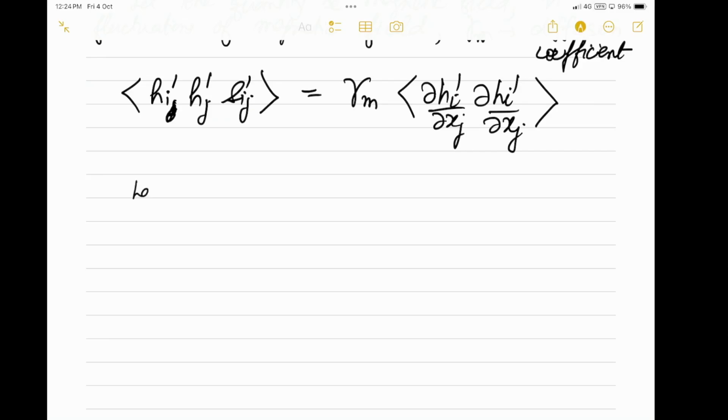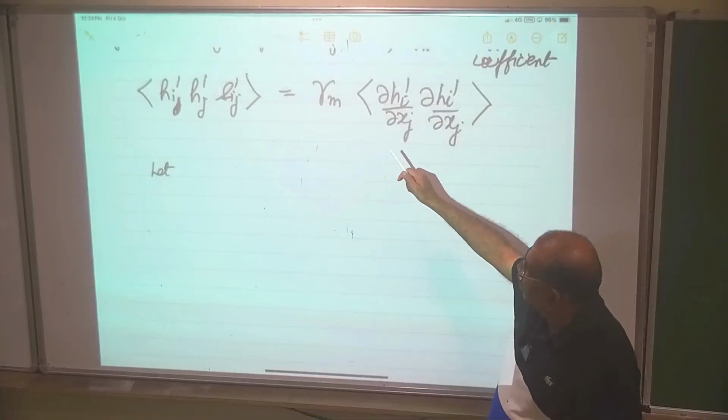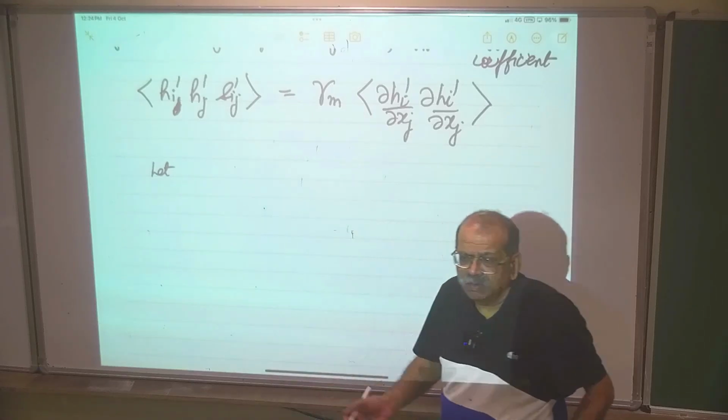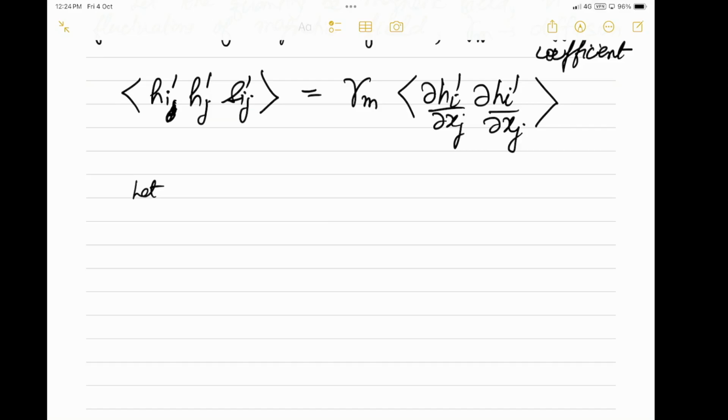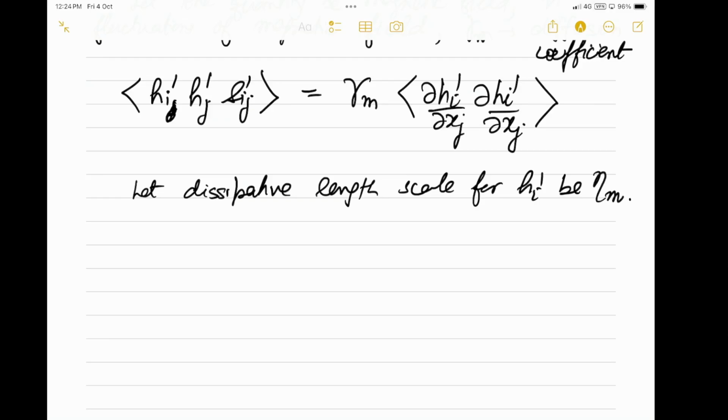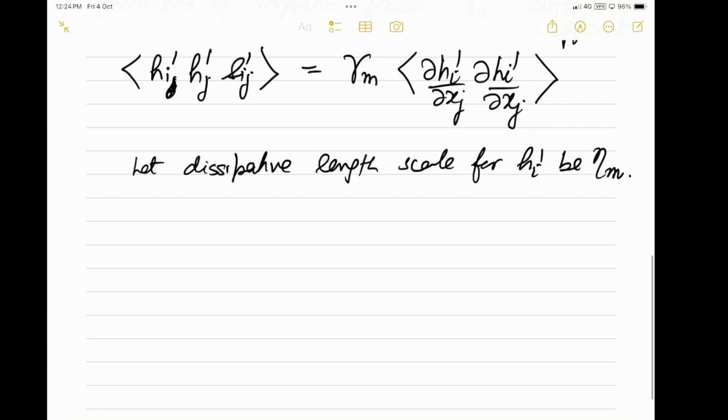Okay, so now we want to work out the dissipative scales for the magnetic field. Here we will look at this equation and try to find the dissipative scales. Let the dissipative length scale for H prime be eta m. So we have a Kolmogorov scale, but this is for the magnetic field, so let's write it as eta m. And let the RMS of H prime be H prime RMS. So that's the scale which we are talking about.